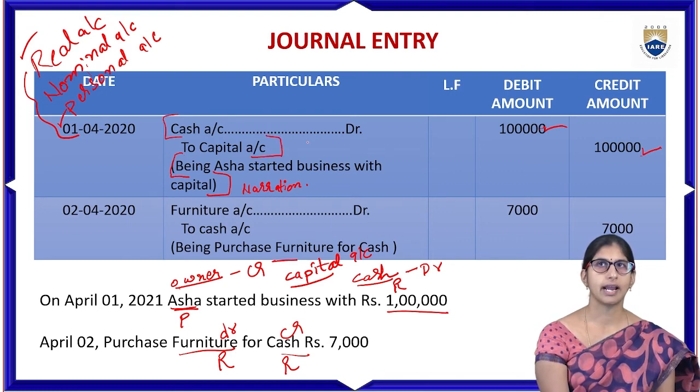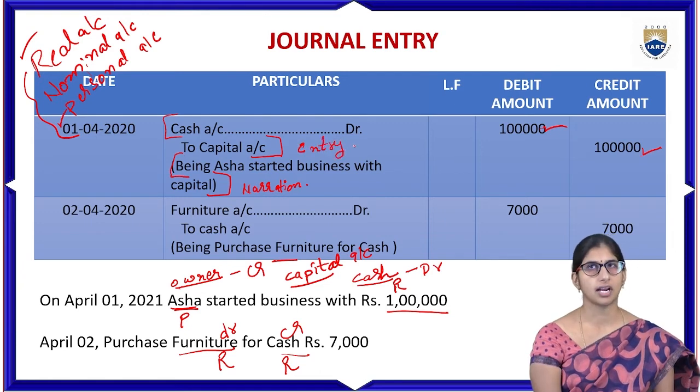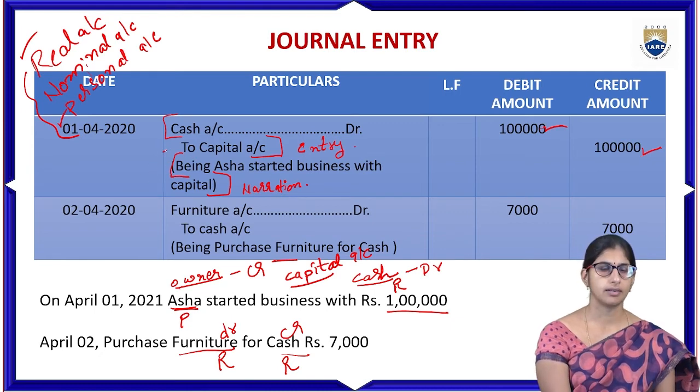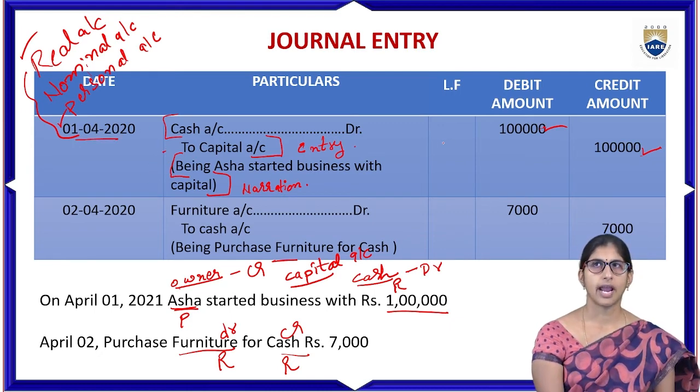So this is the entry. This is the journal entry, and this is the narration. Here we have to write the date, and to which account, in which page in the ledger account we are going to post, that also we have to write here. But now we are not going to deal with the ledger account, so I'm not writing anything in the ledger folio column, and we are going to write the debit amount as well as the credit amount.